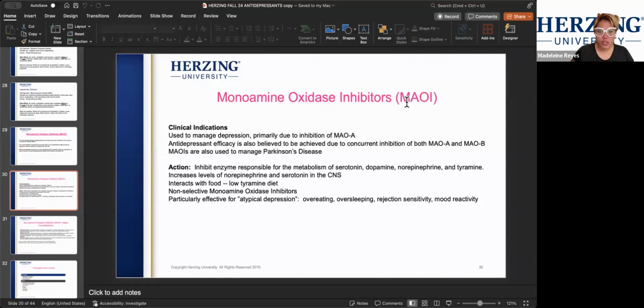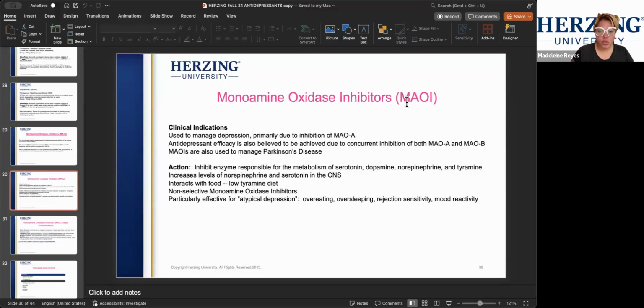Clinical indications: used to manage depression, primarily due to inhibition of MAO-A. And antidepressant efficacy is also believed to be achieved due to concurrent inhibition of both A and B. MAOIs are also used to manage Parkinson's disease. Action: inhibits the enzyme responsible for metabolism of serotonin, dopamine, norepi, and tyramine. Increases levels of norepi and serotonin in the central nervous system.